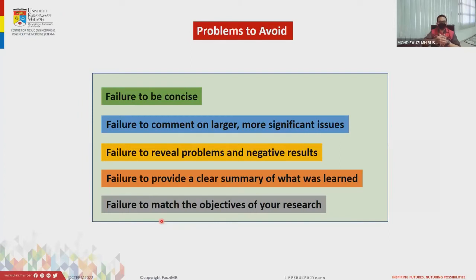Problems to avoid for the conclusion: failure to be concise. Remember, do not write ambiguous or flowery sentences, just go directly to the point, concise. Also avoid failure to comment on larger, more significant issues, failure to reveal problems and negative results, and failure to provide a clear summary. Sometimes you have good data and a good story, but at last the conclusion doesn't refer to anything. It shows what the authors tried to achieve for the paper. If the academic editor or the reviewer sees that, it means the authors do not really understand the whole story of their own paper.